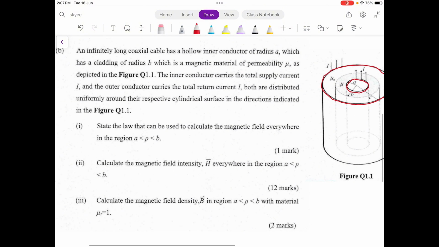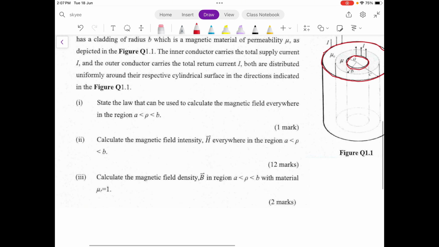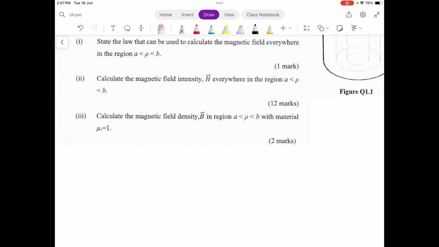State the law that can be used to calculate the magnetic field everywhere. So you want to calculate the magnetic field. Magnetic field is under chapter 2, magnetostatics. We learn two laws, that is Ampere's law and also Biot-Savart's law. In this case, we will use Ampere's law. So you can just write your answer as Ampere's law.